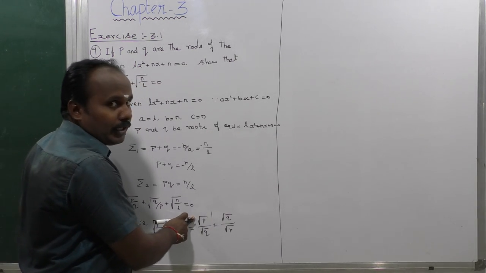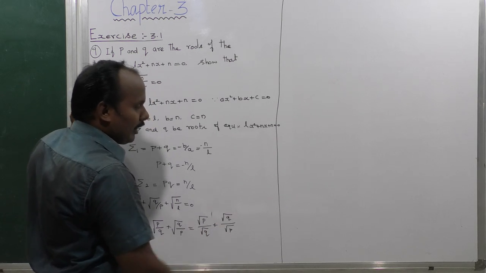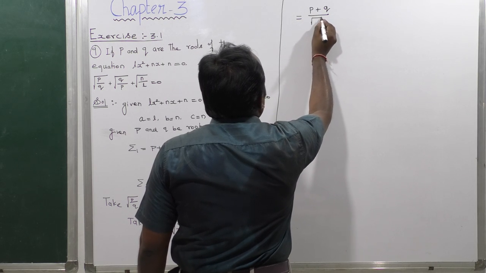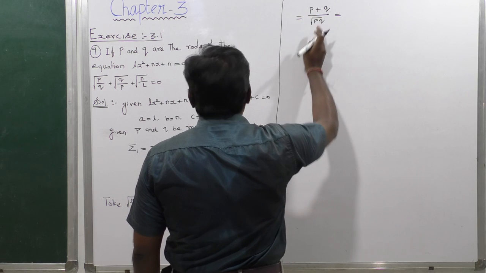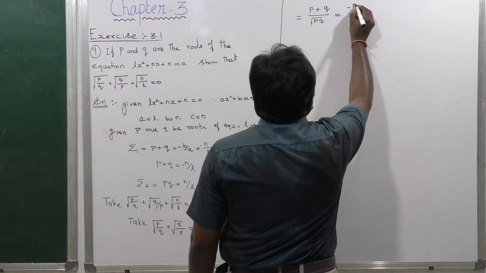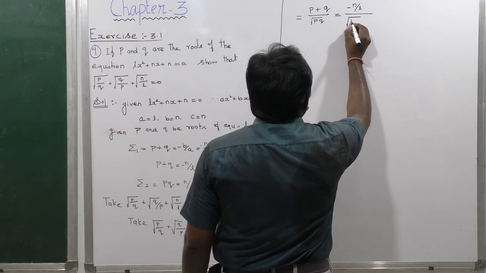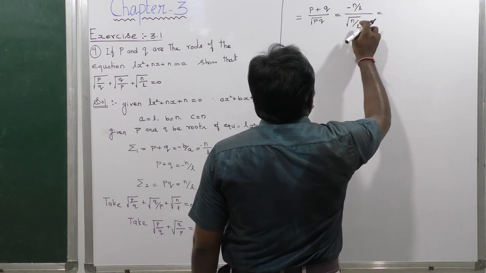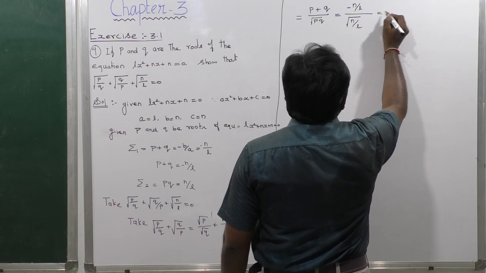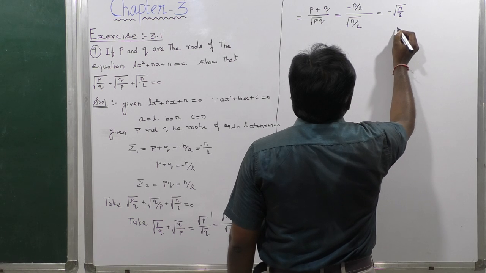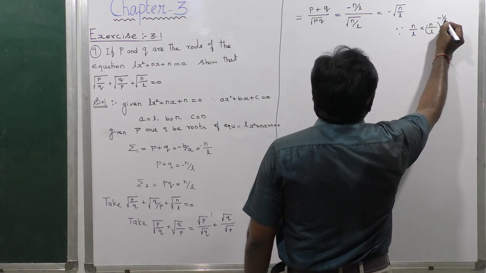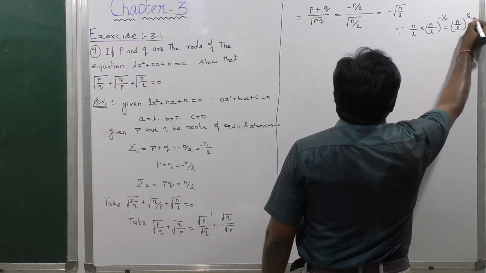Cross multiplying, root p into root p is p, root q into root q is q, and the denominator multiplication goes directly inside the root. So we get p plus q whole divided by root of pq. Here p plus q is summation 1, which is minus n divided by l, and pq is n divided by l. So numerator minus n by l divided by n by l whole power 1 by 2. The base is the same, so the powers reduce: minus, n by l to the power 1 minus 1 by 2, which is n by l to the power 1 by 2. We get the result.